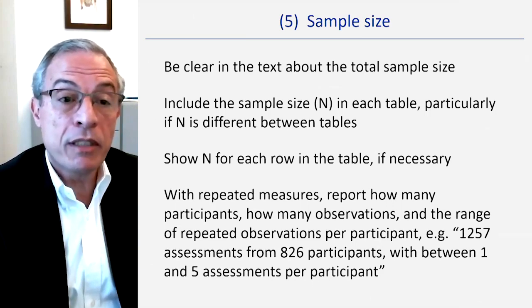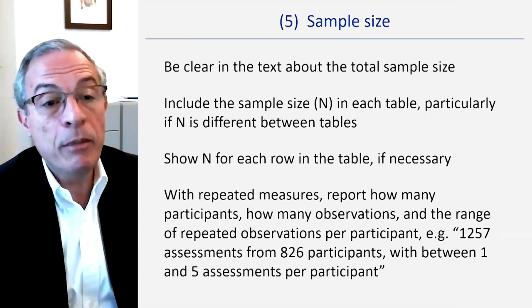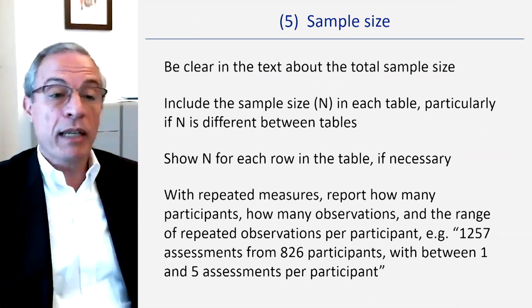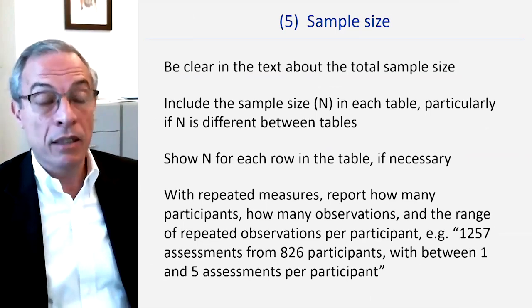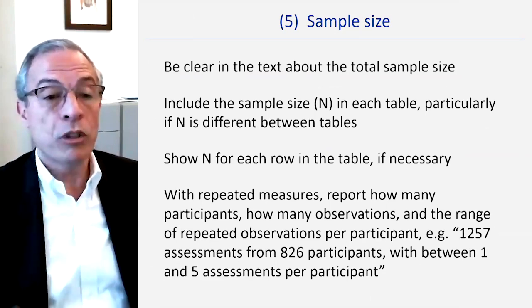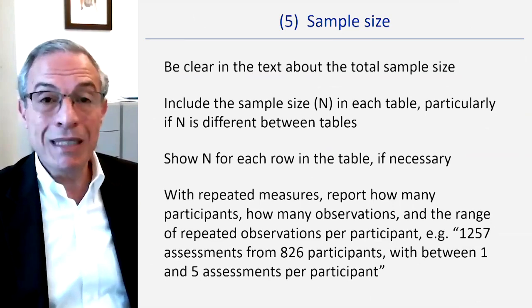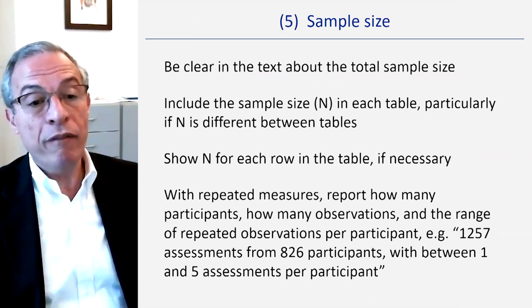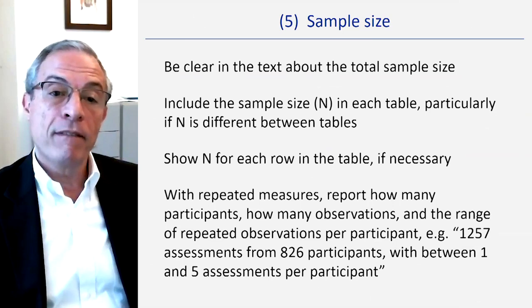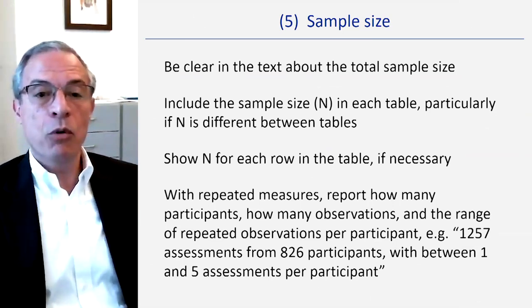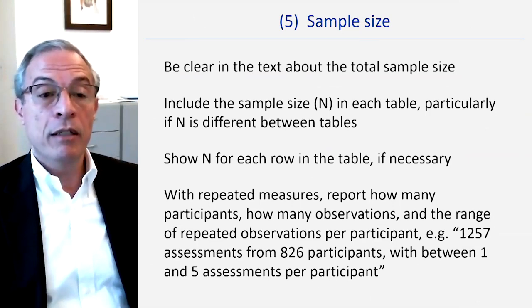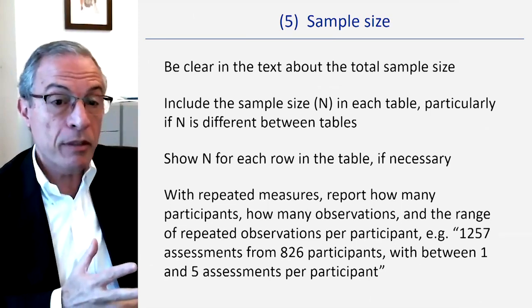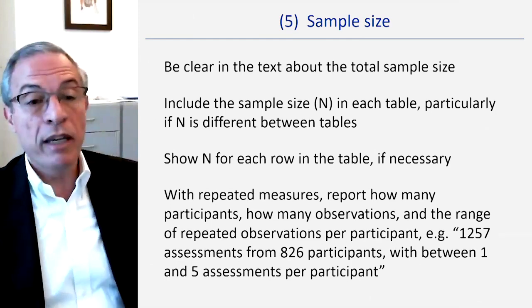With repeated measures, so this is, over time, you got several assessments, report how many participants, how many observations, and the range of repeated observations per participant. So you would say something like 1,257 assessments, that's my data. My data has 1,257 rows, but they are from 826 participants. They're from 826 people, because I've got something between 1 and 5 assessments per person. Okay, so this gives me pretty much a good sense of the whole picture. 1,257 observations, 826 different participants, and each participant can have anything between 1 and 5 assessments.